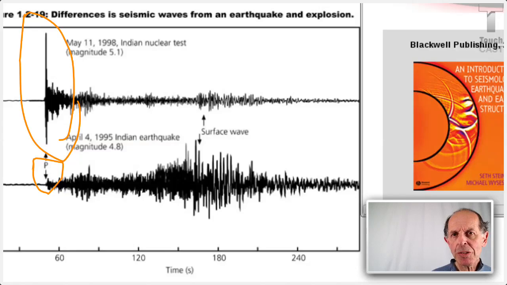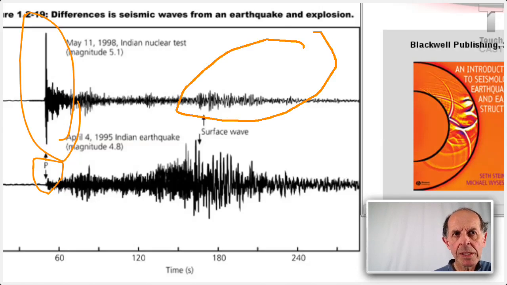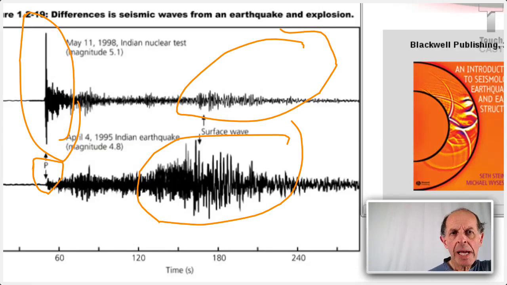However, look at the surface waves. The nuclear test generated very small surface waves, and the earthquake generated larger surface waves. And we need to understand why that is, which we can do by looking at the following cartoon sequence.